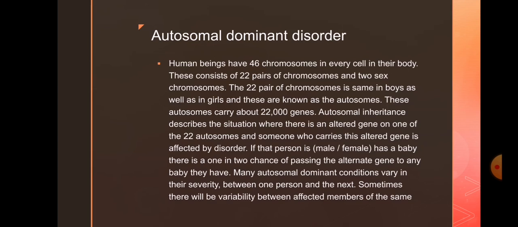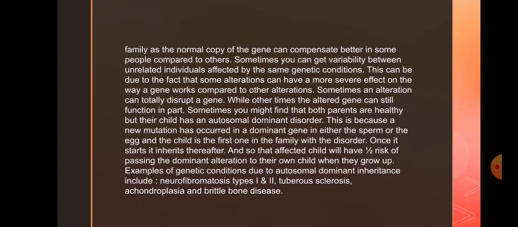If that person, whether male or female, has a baby, there is a 1 in 2 chance of passing the altered gene to any baby they have. Many autosomal dominant conditions vary in their severity between one person and the next. Sometimes there will be variability between affected members of the same family, as the normal copy of the gene can compensate better in some people compared to others. Sometimes you can get variability between unrelated individuals affected by the same genetic condition.